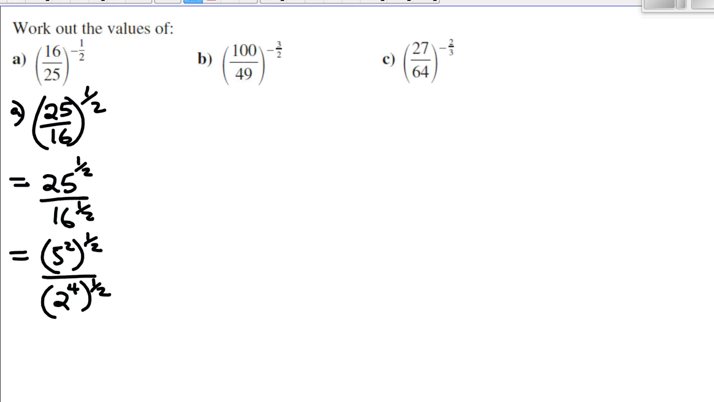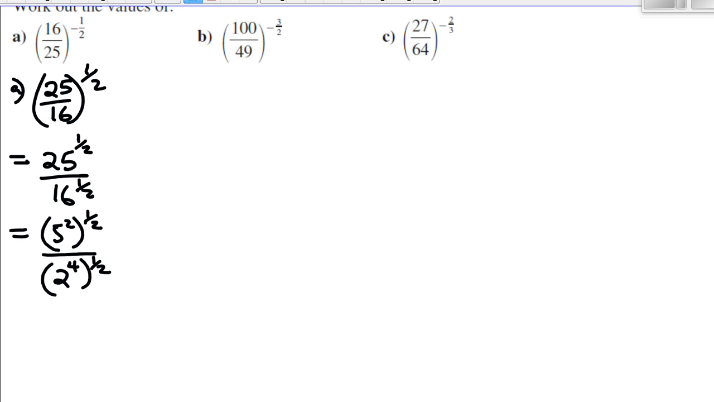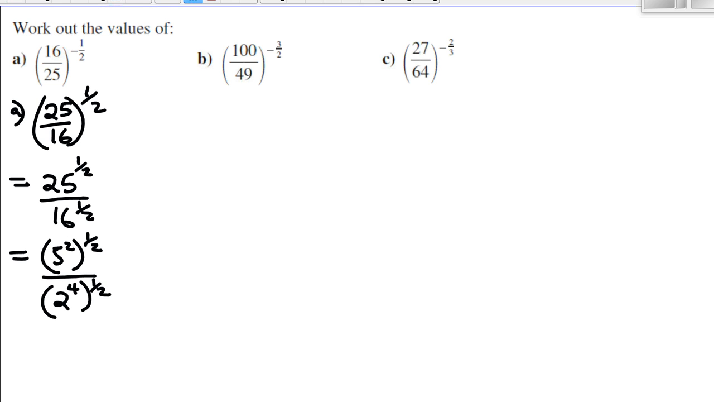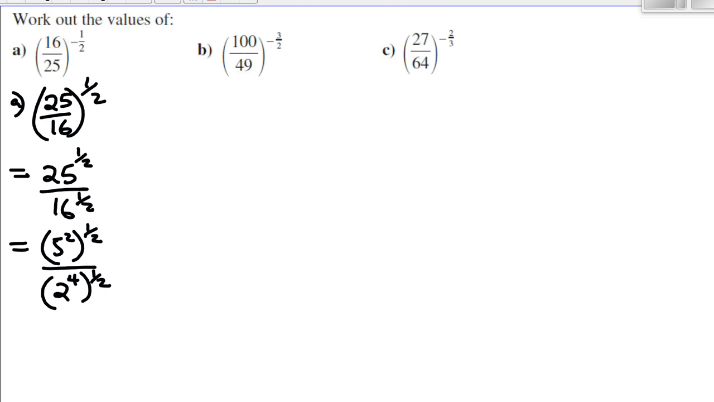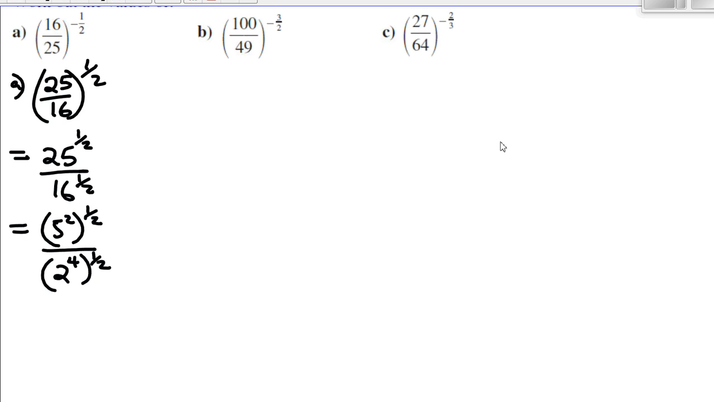Then you can carry on. I won't be running out of space here. Just move down a little bit. Good. Okay. So this will be equal to 5 to the power 2 multiplied by a half, over 2 to the power 4 multiplied by a half.